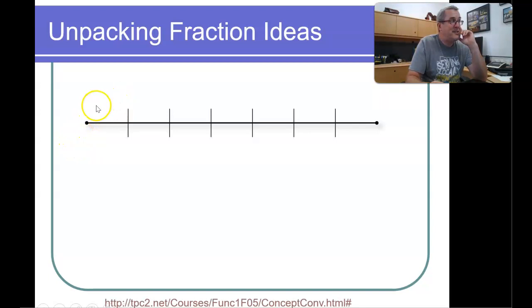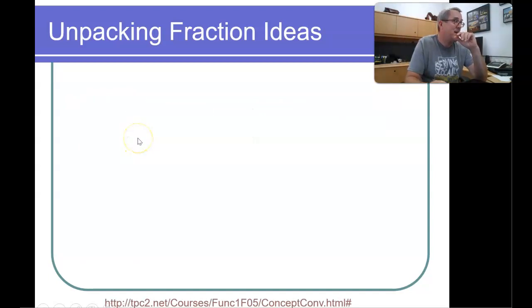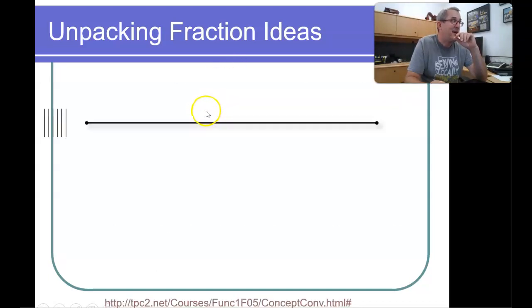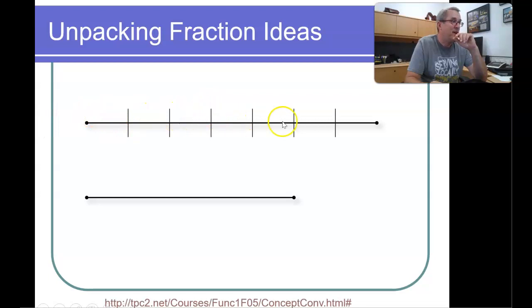Each one of these is a 1/7. That's what a 1/7 is. It's 1/7 of the whole price of the car. Now, what I had in my problem was 5/7. Now I need a copy. So I need my 1, 2, 3, 4, 5, 5/7. So look down here. Boom. This is 5/7. There's 1/7, 2/7, 3/7, 4/7, 5/7. This thing right here is the length of 5/7, the price of the car.